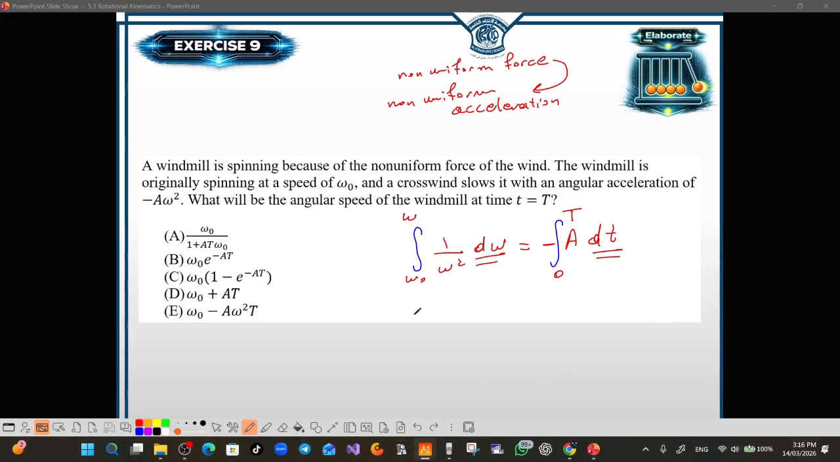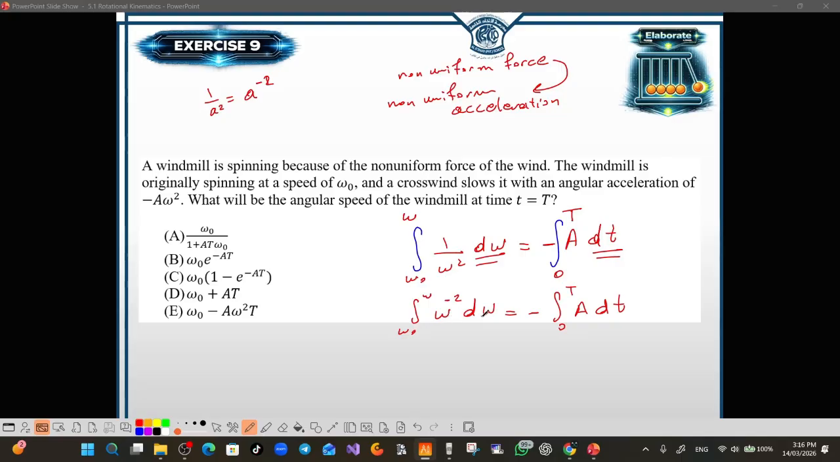Let me rewrite this equation again, so it becomes easier to integrate. We know that 1 over a can be written as a to the power minus 1. And if we have a square here, it becomes minus 2. So 1 over omega squared can be written as omega to the power minus 2 d omega equals minus integral from 0 to capital T of a dt.